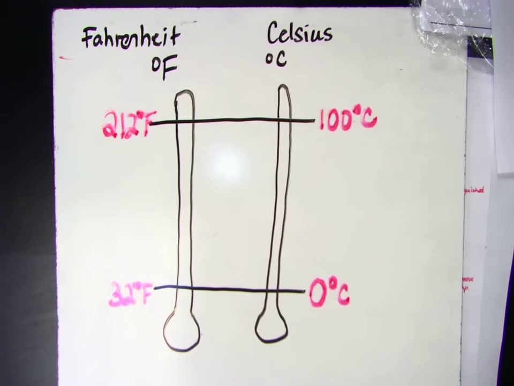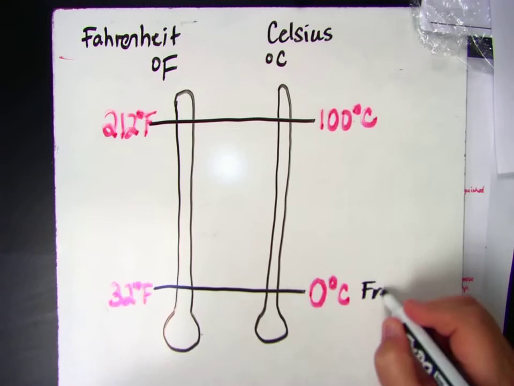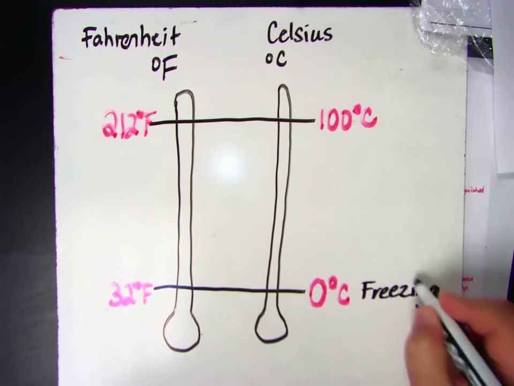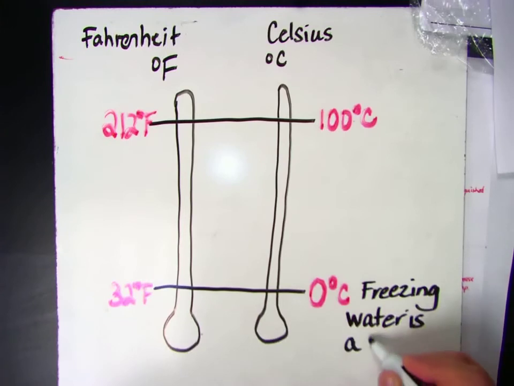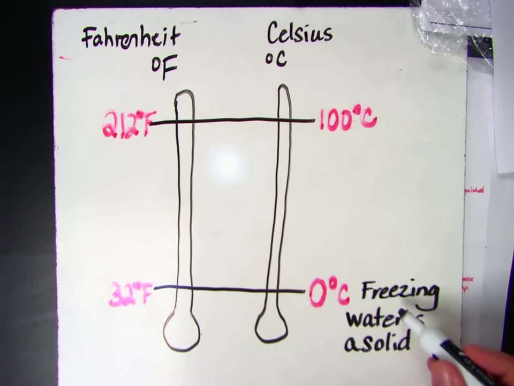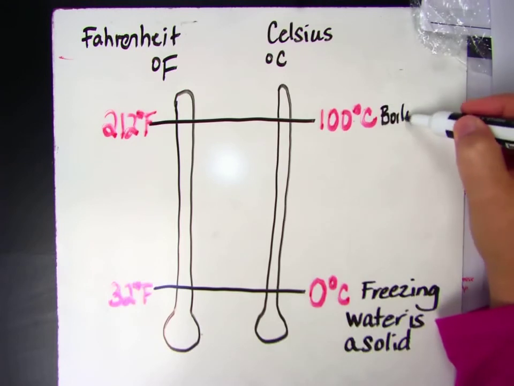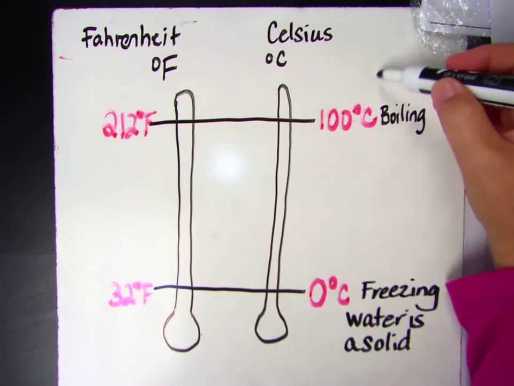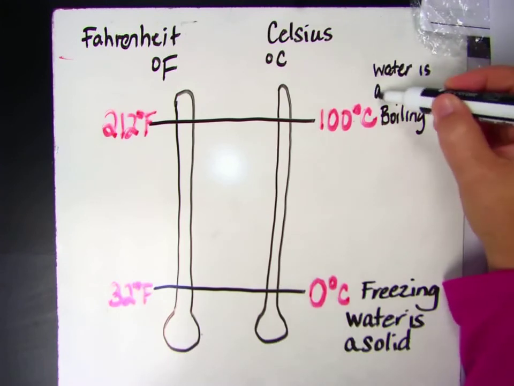And what I need you to remember is the state of matter at these points, okay? So since this is the freezing point, then water is a solid, okay? So that's where we would have an ice cube or ice starting to form on the water. And alternately, at 100 degrees Celsius, that's the boiling point of water. And at this point, water is a vapor, okay? Or becoming a vapor.